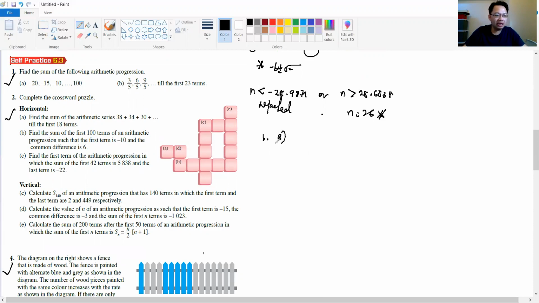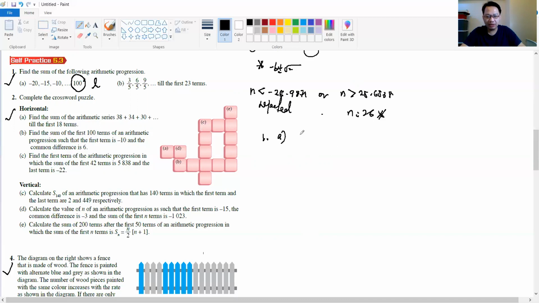Number 1A, find the sum. We want to find the sum of this arithmetic progression. Now what we have here is a sequence, with dots, and at the end there is another number. This one represents the last term. Okay, so how to find the sum? To find the sum, we still need to know the value of n. How many terms do we have in this sequence?